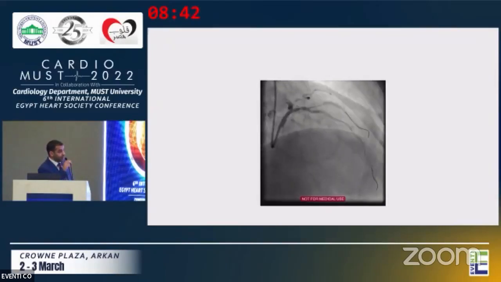Here is a left main with LAD and total LCX. Also, the RCA is diseased.